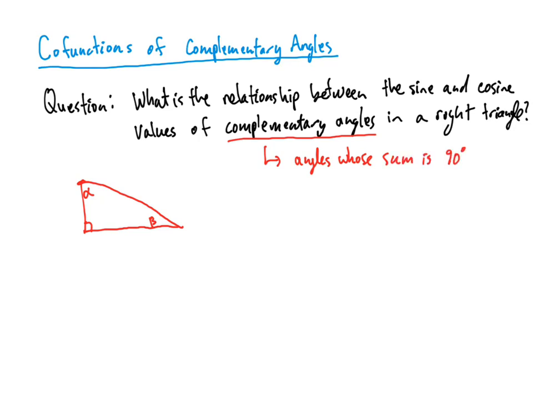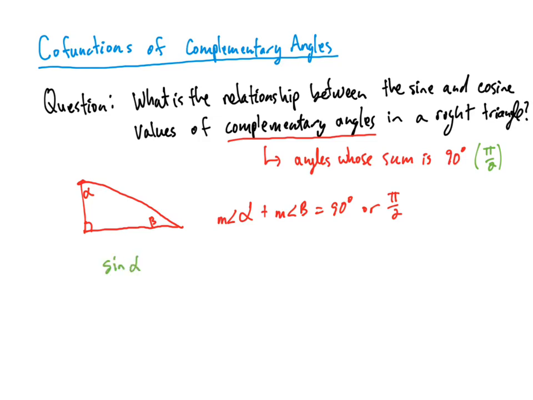is 90 degrees. We can also think of those angles adding up to a radian measure of pi over 2. So if we're in degrees, we would say those angles add up to 90 degrees. If we're in radians, we would say pi over 2 radians. So in other words, the measure of angle alpha plus the measure of angle beta is equal to 90 degrees or pi over 2 radians.